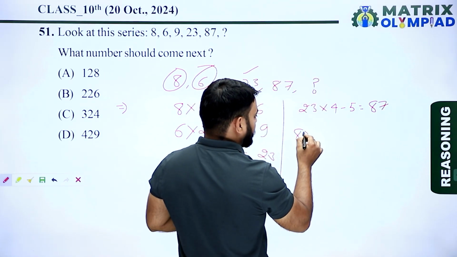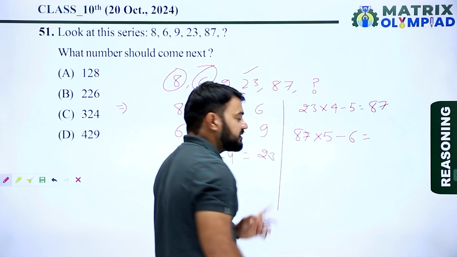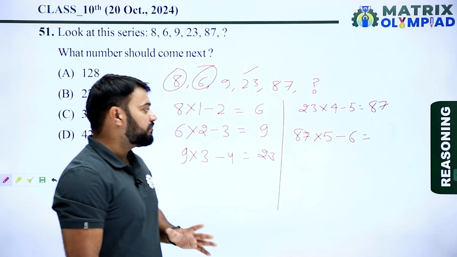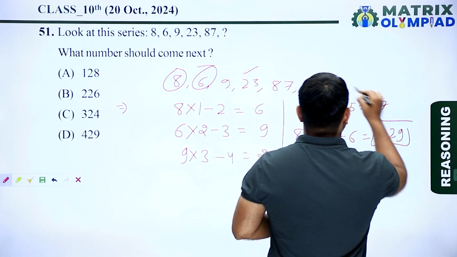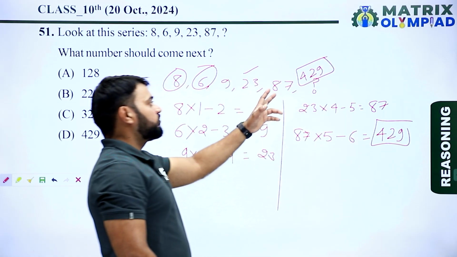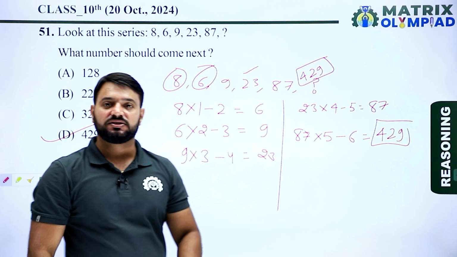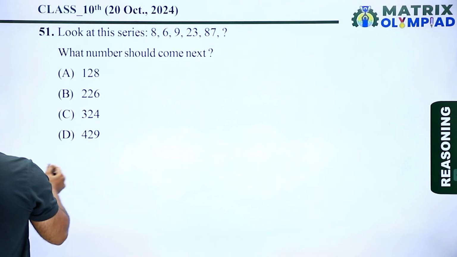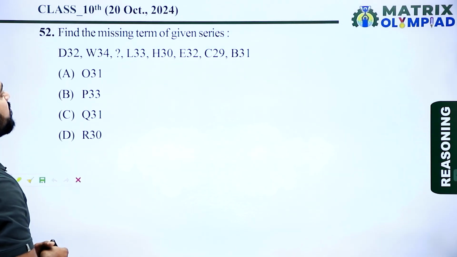Similarly 87 multiply by 5 minus 6. 87 multiply by 5 it means 435. 435 minus 6 it means 429. So 429 is the next term of given series. So here option D is the correct answer of this question. So now next question is question number 52. Find the missing term of given series.